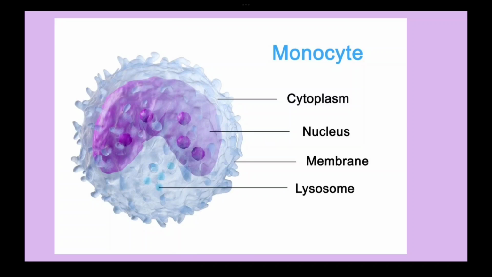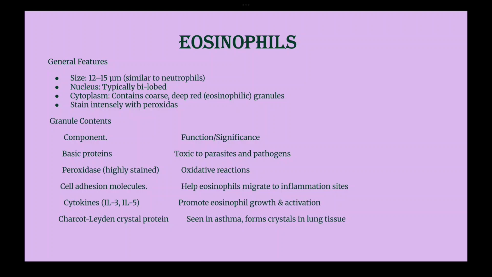These lysosomes are involved in digestion or attack of foreign objects. Now, eosinophils, a type of granulocyte, are generally 12 to 15 micrometers in size. The nucleus is typically bilobed, and the cytoplasm has coarse, deep red granules because they are acidic in nature. They stain intensely with peroxidases because of the high content of oxygen present, and they can stain only in the presence of peroxidase enzymes.